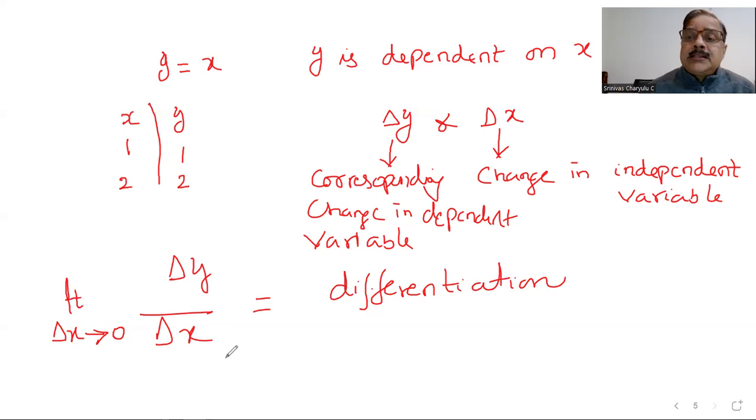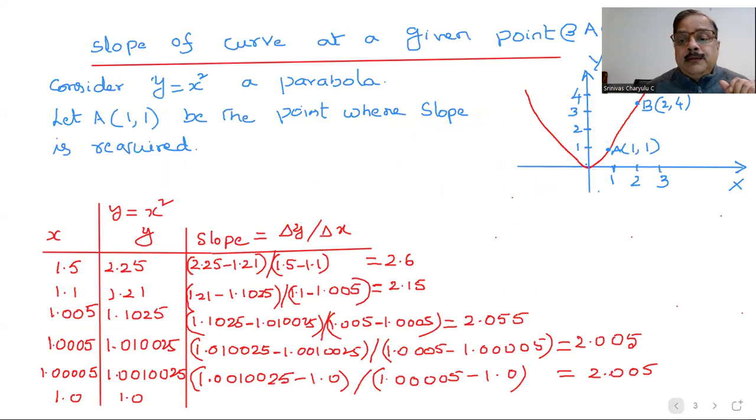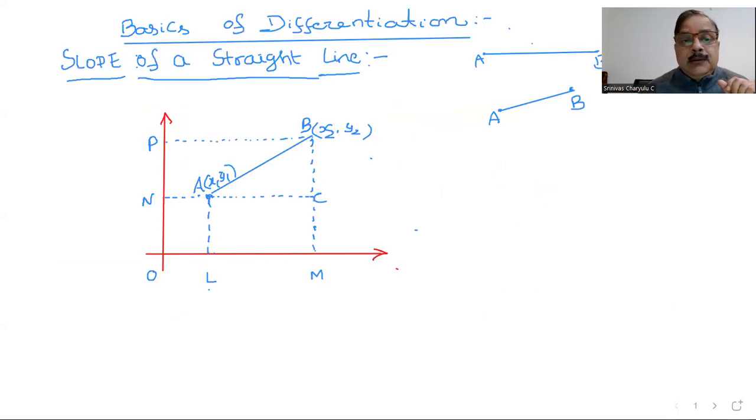Now, to understand differentiation, we have to understand the definition of slope. Slope of a given line, then slope of a given curve. So first I will explain the meaning of slope, which is directly related to differentiation. Then I will solve the sums pertaining to differentiation. Let us go to the first one: slope of a straight line.